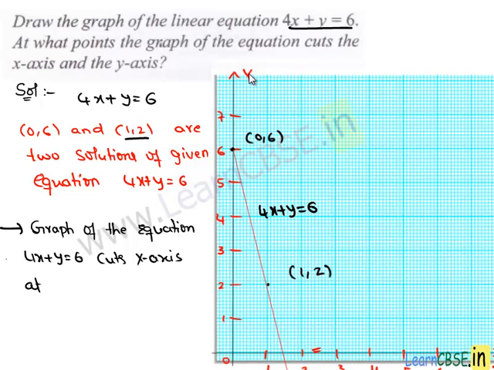Now it cuts the y-axis at the point 0, 6. Similarly, to find the point on x-axis, we move to the x-axis. Here we have the graph cuts in between 1 and 2. If you look at the graph carefully, we get it is exactly in between 1 and 2. So it is 1.5 units away from origin. Therefore, it cuts x-axis at 1.5, 0 and y-axis at 0, 6. And this completes our solution.